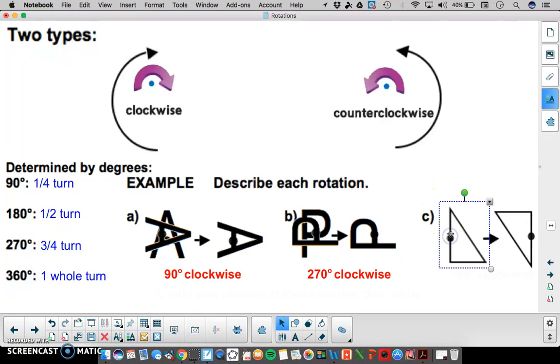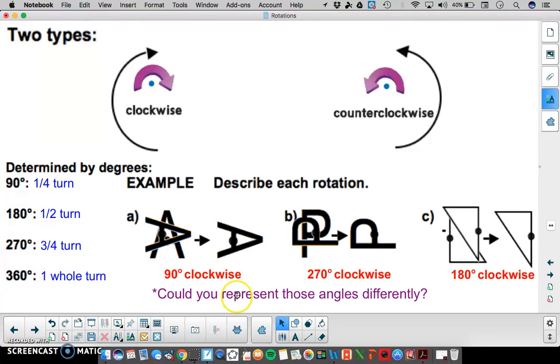Lastly, we have this triangle we're going to rotate 90 degrees clockwise, still not like our image. 90 more degrees, and we've created that image. So that would be 180 degrees clockwise. I want you guys to answer this question. Could you represent those angles differently? Could you describe these rotations in a different way?